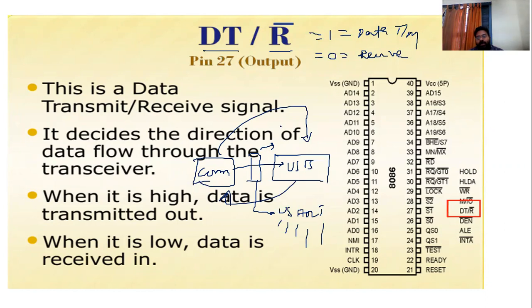Whenever information is in the USB, you get that information from the USB to the computer. At that time you can send the signal and receive the signal. So when the signal is 1, data is transmitting from the computer to the USB. When the signal is 0, data is received from input output devices or some other memory device to the receiver. For that purpose, this signal is used.